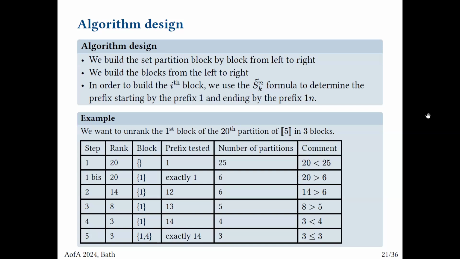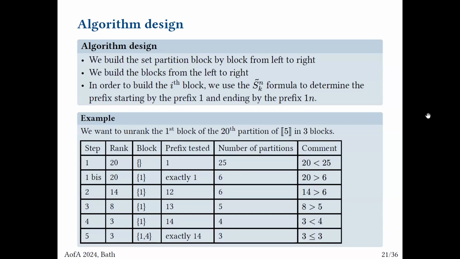I want to unrank the 20th partition of 5 in 3 blocks. So for the initialization step, the user provides the rank 20, the block that we want to build is empty, and we are going to test the first prefix in lexicographic order, which is of length 1, which is 1. Our formula gives that 25 partitions admit 1 as a prefix. We have that 20 is less than 25. So 1 is a prefix of the desired block, and we add it to the block.